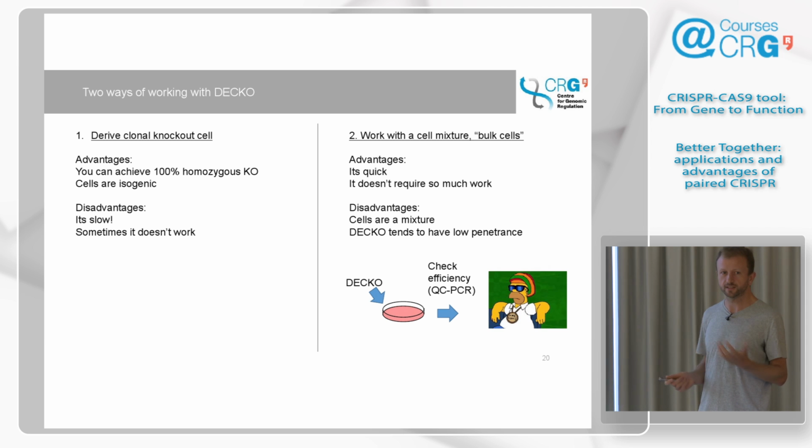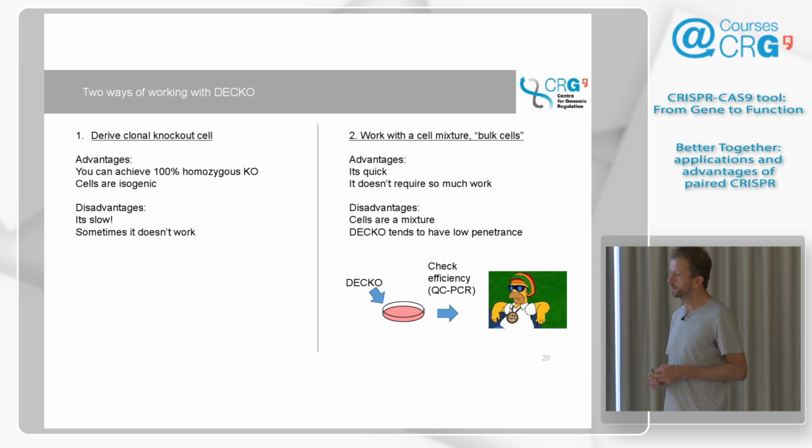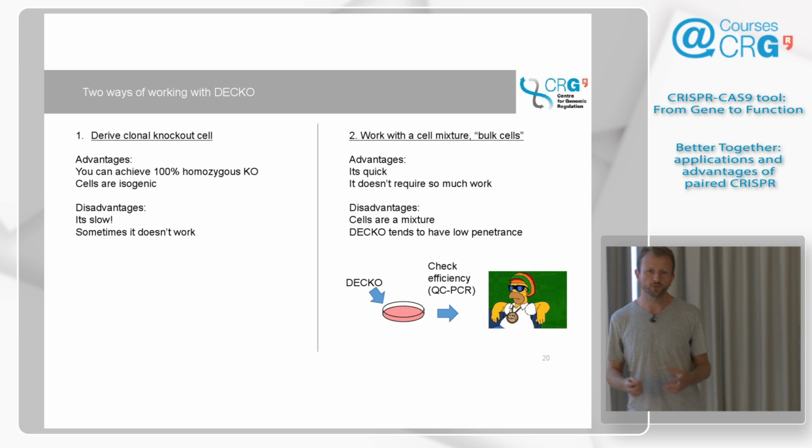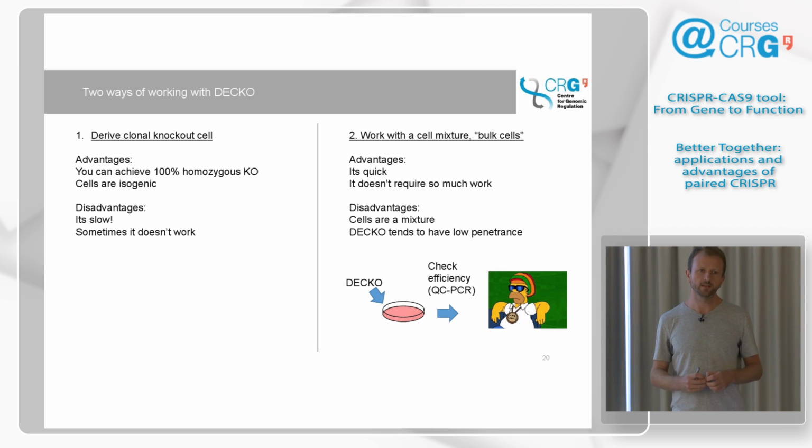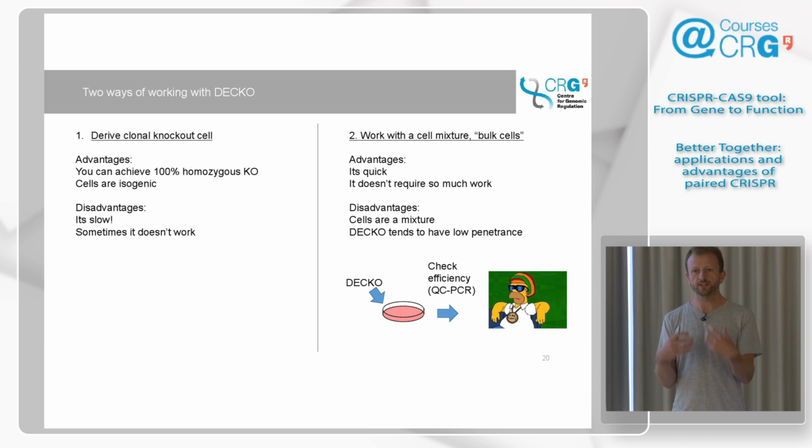You don't have to do this selection of individual clones, but now you're working with a mixture, and it just depends how important it is for you to have knocked out your gene in every single cell. If the effect that you expect to see is large enough that it's fine for you to just delete half of the copies in this mixture of cells, then that's fine, and you'll save a lot of time.